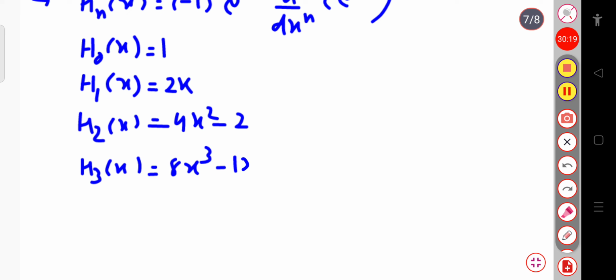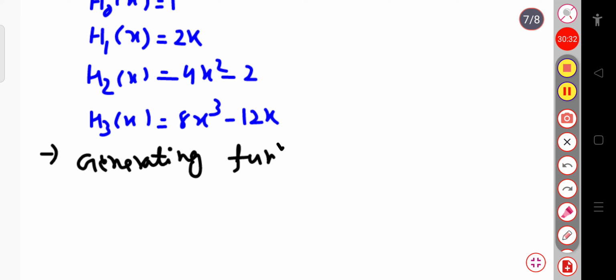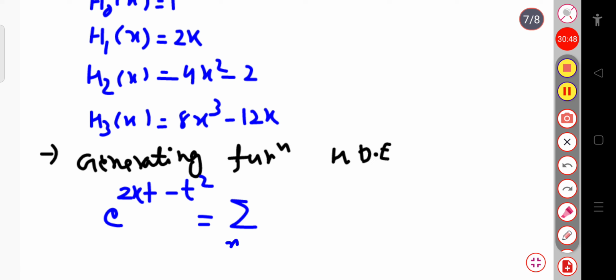Okay. Now the generating function for the Hermite differential equation we can write as exponential of 2xt minus t square, and its value is equal to the sum over n equal to 0 to infinity of Hn of x divided by n factorial into t power n. So this is the generating function for the Hermite polynomial.